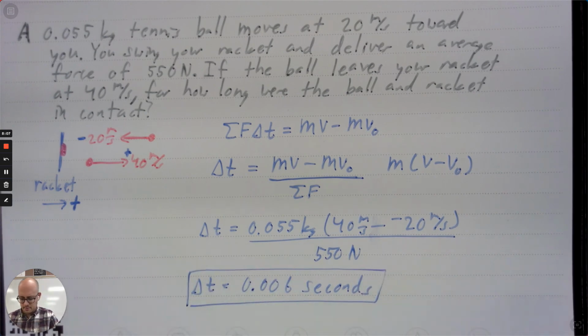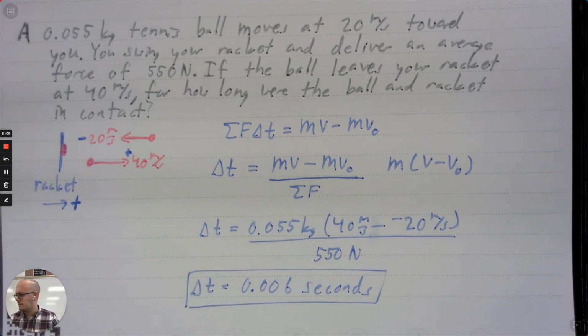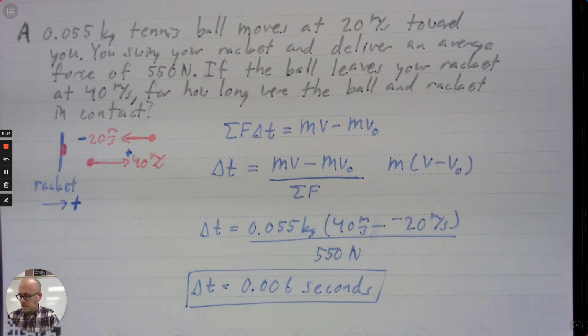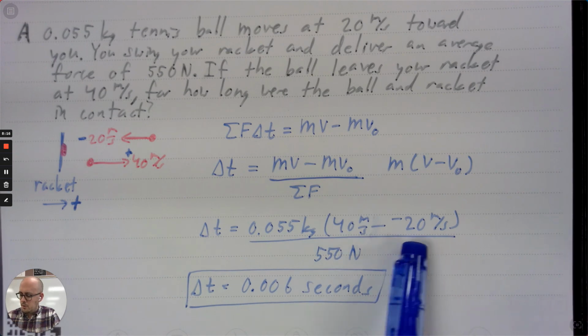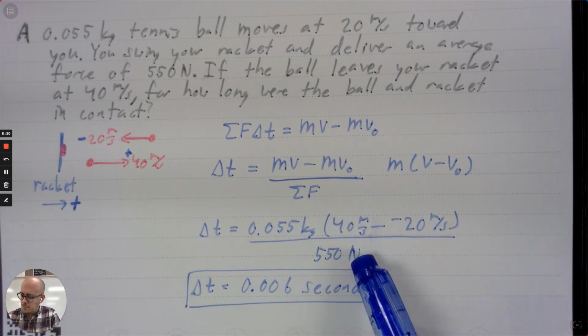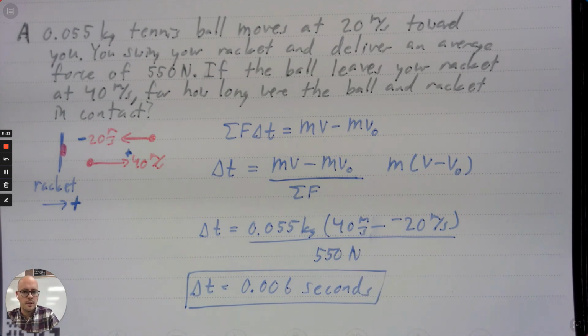I think that's kind of reasonable for a tennis shot, but don't quote me on that, even though it's on video. I don't know that these numbers are accurate. I know the mass of a tennis ball is about that, but I don't know about the forces and the velocities. So depending on how old the tennis player is and how skilled they are, these numbers can be very different. But I think 0.003 of a second is a reasonable amount of time for a collision between a tennis racket and a tennis ball. So that's one example, and you'll be working on some examples in class. Thanks.